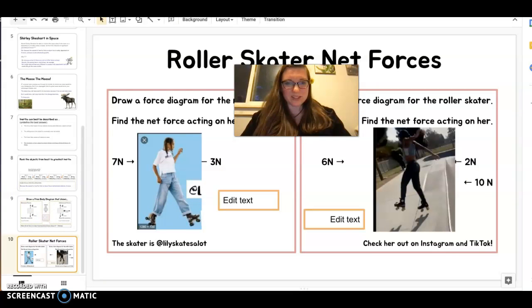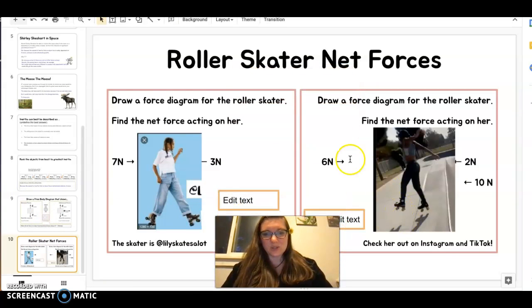Okay, last page here. Roller skater net forces. So this is Lily. She skates a lot. She's super cool. I like to watch her on Instagram. And you can check her out too.